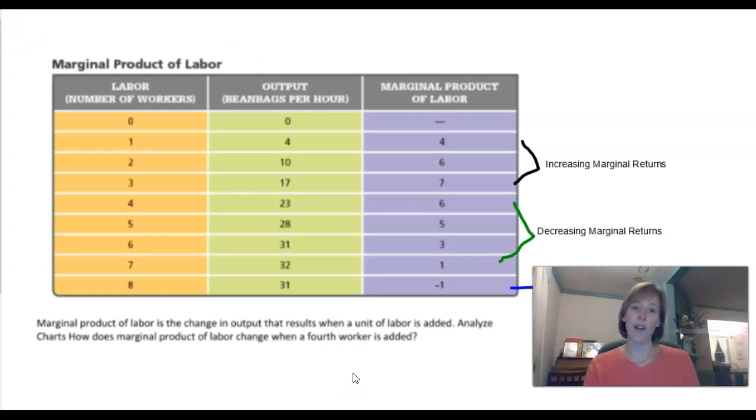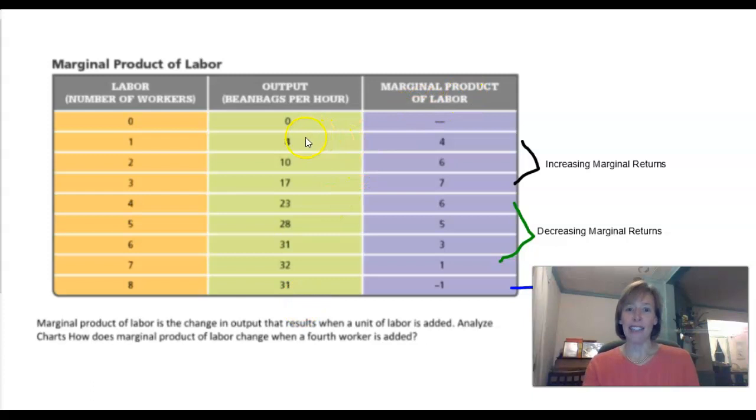So let's look at this graph for a minute and talk about what marginal product is. This comes from your textbook, this graph right here, and we're going to look at this with your assignment for today. But in this particular instance, here is our number of workers. And these workers produce bean bags. And this is their total output of bean bags per hour.